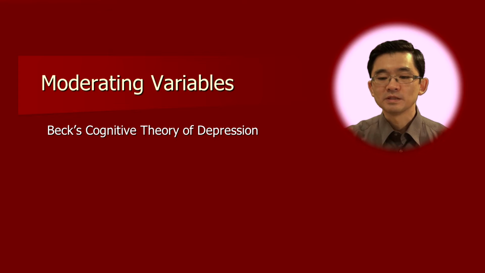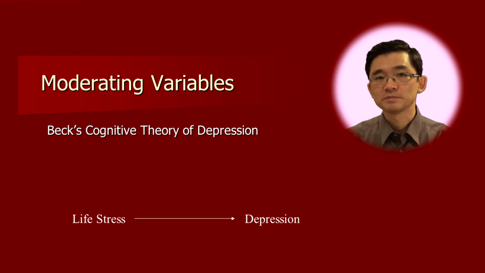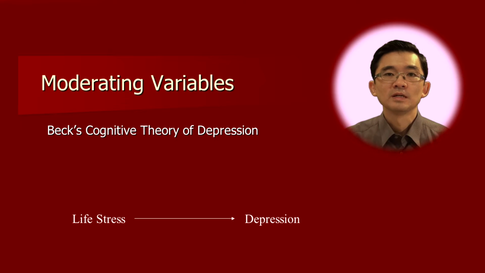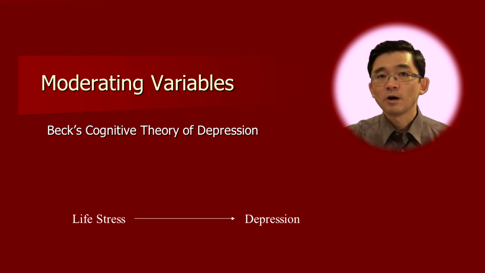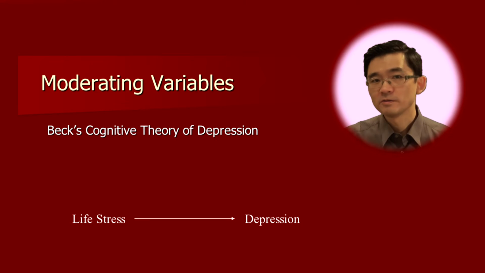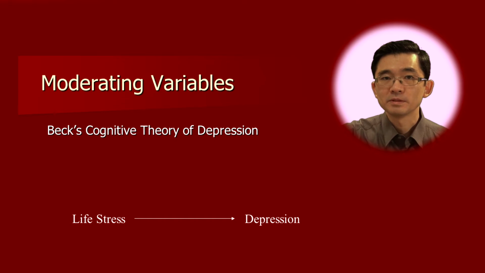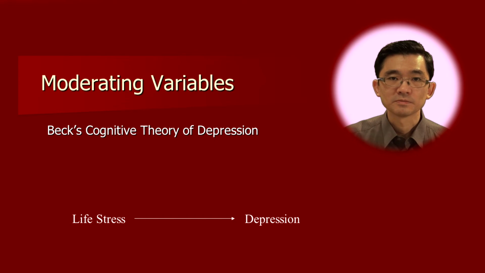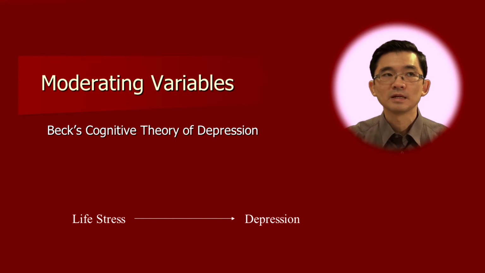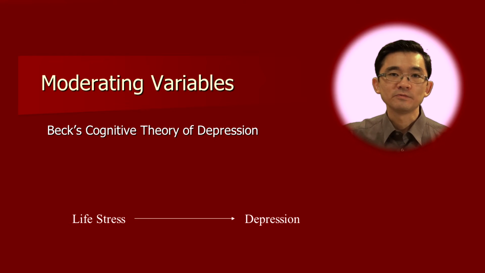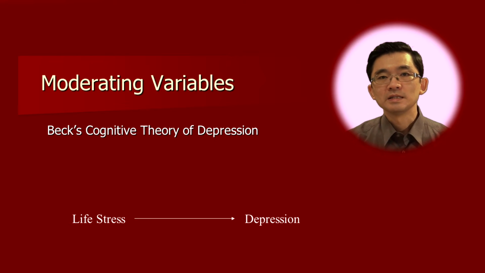Another example would be life stress and depression. Right? So we find that there's a relationship between life stress and depression. People who have more stress tend to be more depressed. But all of us have stress, but not all of us are depressed. So why is it that for some people, stress leads to depression, but for other people, stress doesn't lead to depression? Okay, let me explain to you a situation. Imagine if you are walking on the street and then suddenly you step on something soft and squishy.